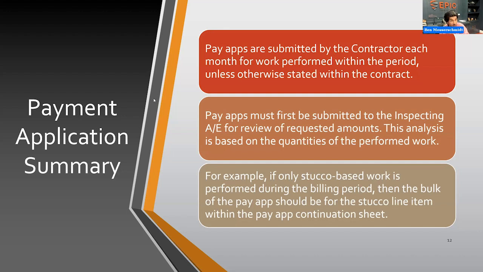The pay apps must first be submitted to that inspecting engineer or architect for review for the requested amounts. So this isn't really a financial review. This is mainly focused on, okay, if they said that there was 20 square feet of stucco that they removed and replaced, and the inspecting engineer saw it during the course of the monthly inspections, that on the pay app, there should be 20. If there's going to be 200, that's a problem, right? So it's basically an analysis of the quantities of the work performed.